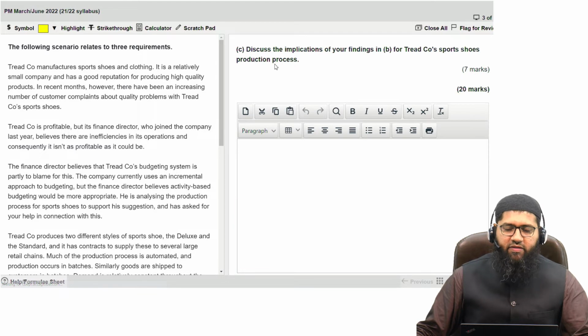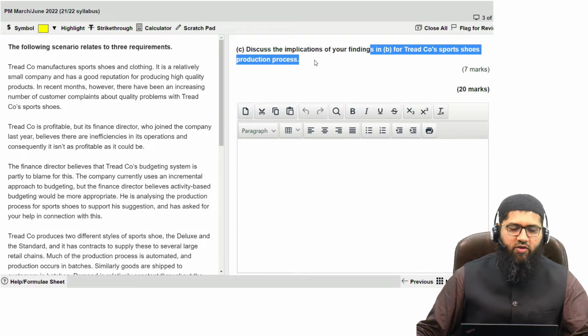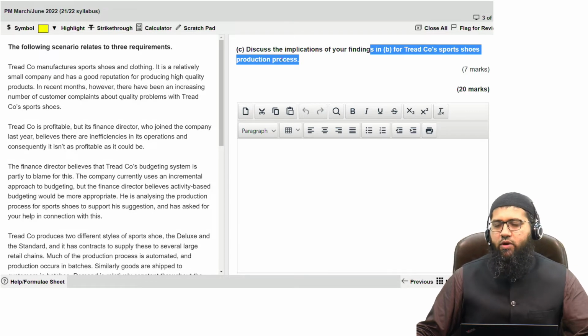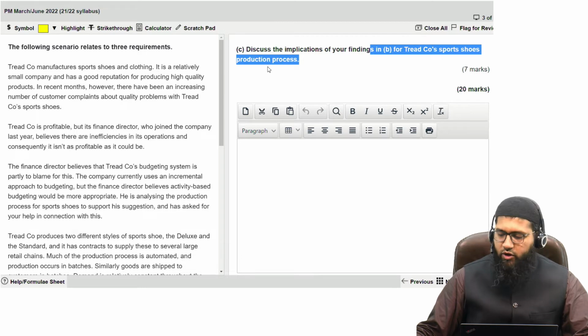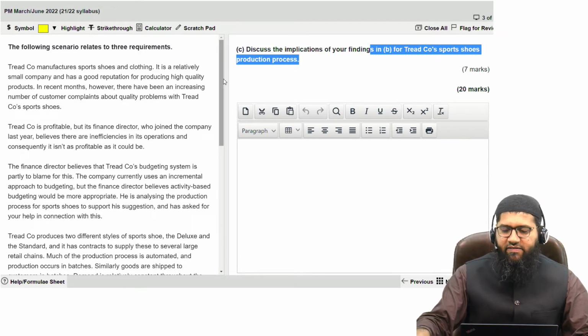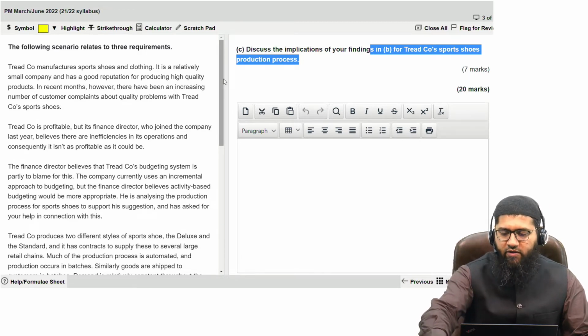Next, the third part of the question is: discuss the implications of your findings in part B for the sports shoes production process. So whatever your findings were in part B, you would have to discuss the implications of those findings on your manufacturing process. Now let's have a bit of a discussion about how things are going to move.